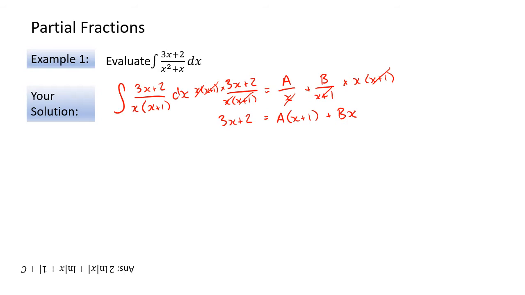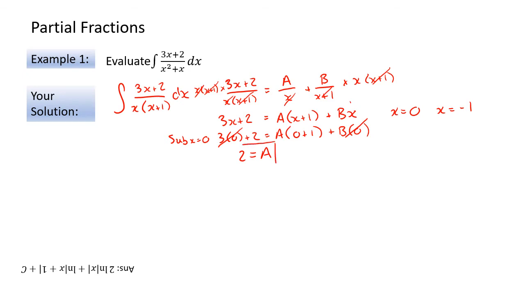So we can see here that the two factors that will zero these terms are when x is 0, the b term will go to 0. And when x is negative 1, the a term will go to 0. So we'll start with the 0, okay, left to right. So we substitute in x equals 0. We get 3 times 0 plus 2 equals a times 0 plus 1 plus b times 0. So we're left with just, this one cancels and this one cancels. So we're left with just 2 equals a. So pretty straightforward.